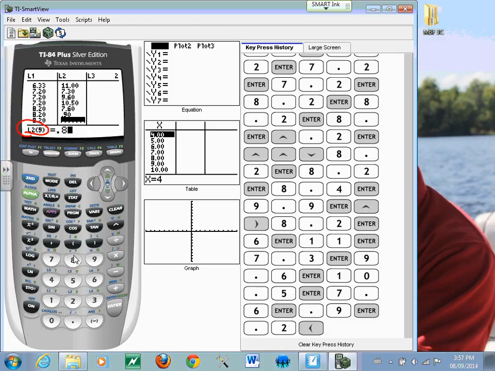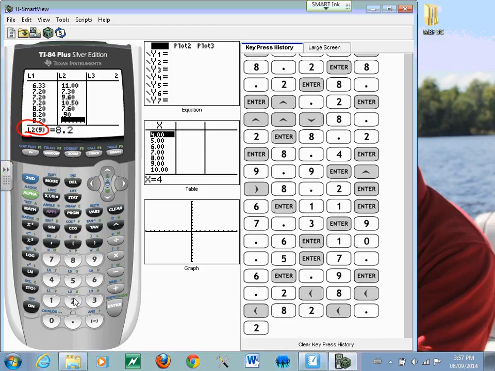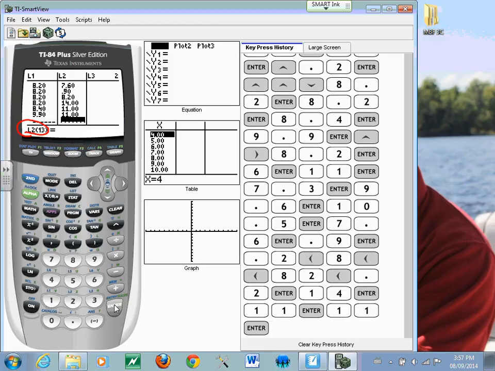So let's go 8. Sorry, guys. Give me a second. My calculator's bugging me. There we go. 8.2. I'm close to being there. 8.2. Enter. 14. Enter. 11. Enter. And 11. Enter. Okay? So I've got my data in.